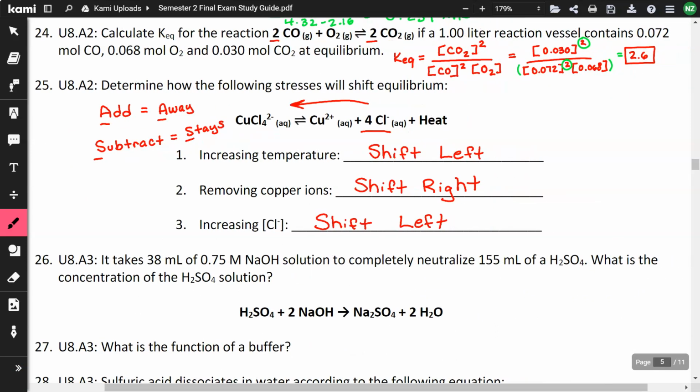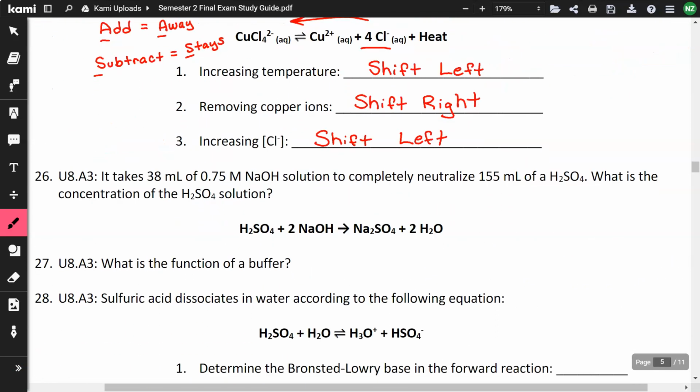Okay, so this is a titration question, I believe. It says it takes 38 milliliters of 0.75 molar NaOH solution to completely neutralize 155 milliliters of H2SO4. What is the concentration of the solution? So we have a base, that's our NaOH. We know the volume, we know the molarity. For our acid, we only know the volume. Okay, so that's totally a titration.